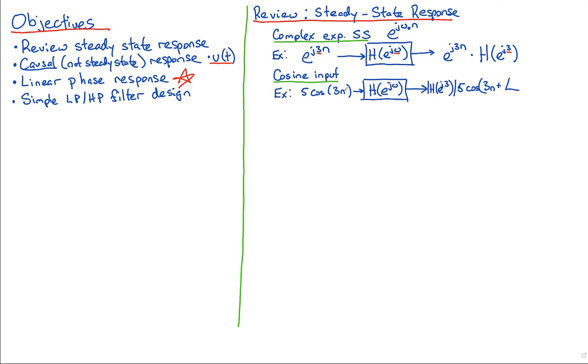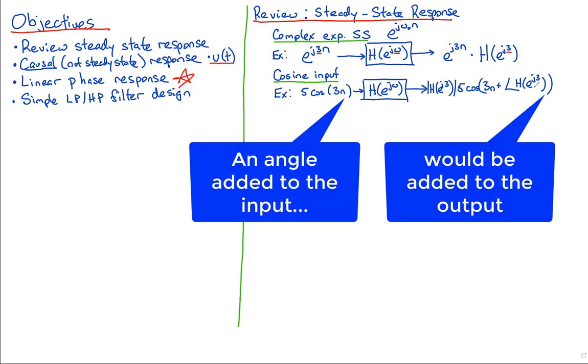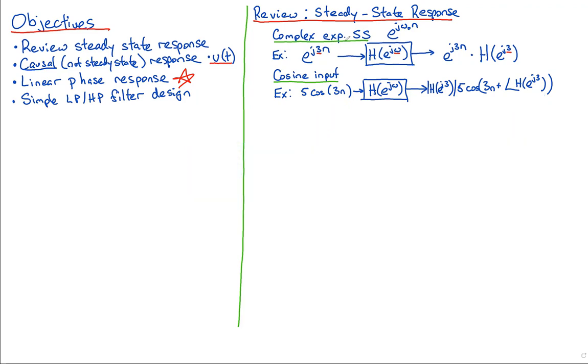Similarly, there's going to be some sort of angle that's added to here. What's that angle going to be? It's going to be the angle of the transfer function evaluated at omega equals 3. And again, if this had some sort of angle added onto it, that angle would be added on over here too. So now you can find really fast the output when your input is steady state, either a steady state complex exponential, which is nice theoretically but doesn't happen in practice, or a cosine, which happens all the time in practice.